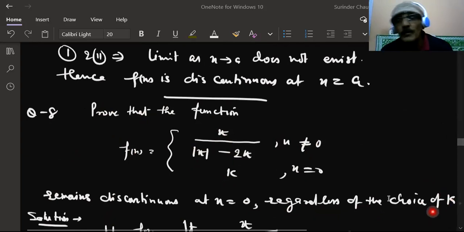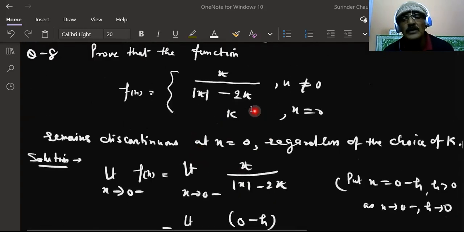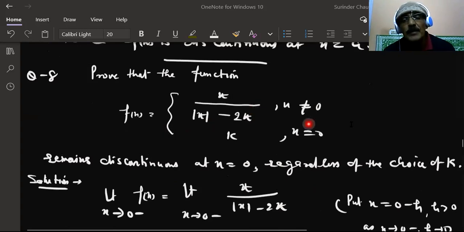This function will not have a removable discontinuity here, because we can't make it so. Whatever value of k we put, this function can't be made continuous; it will remain discontinuous. This means the left limit and right limit will both be different. That's why this will not help us convert the discontinuity to continuity. So modulus is there, and we will find the limits.